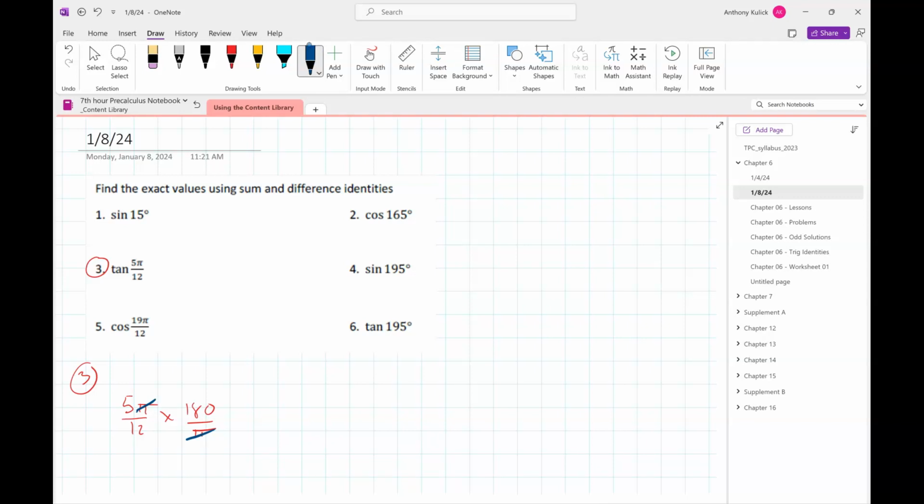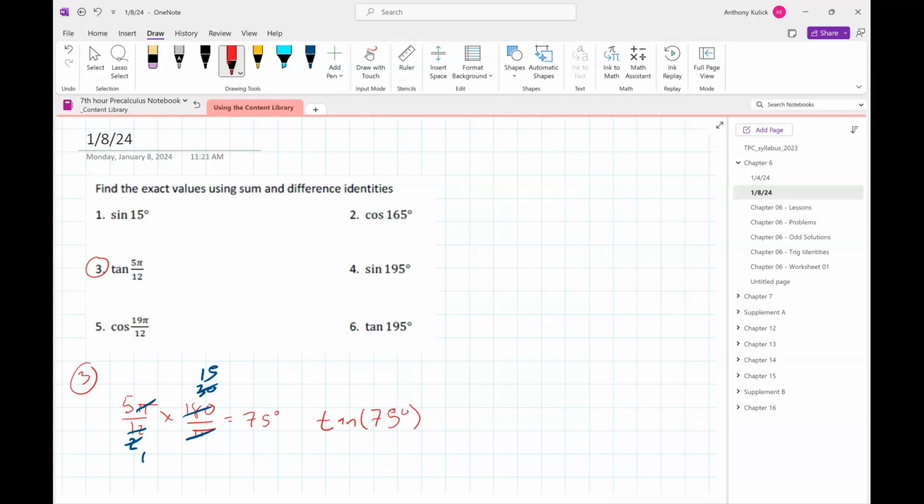12 goes into 180, let's think here. So 6 goes into both of those, and then 3 goes into both of those. That's not right. Oh, that's because that should be a 2. Okay. So that should be 15. And then 5 times 15 is 75. So this is tan of 75 degrees.